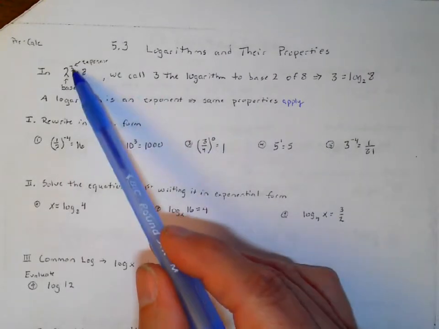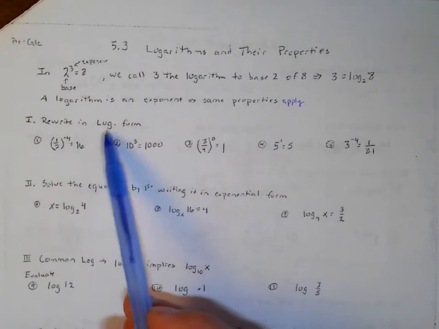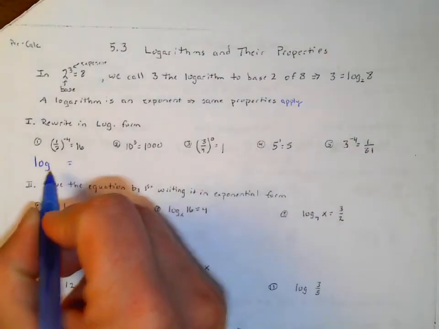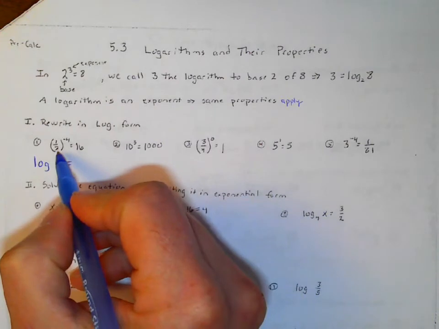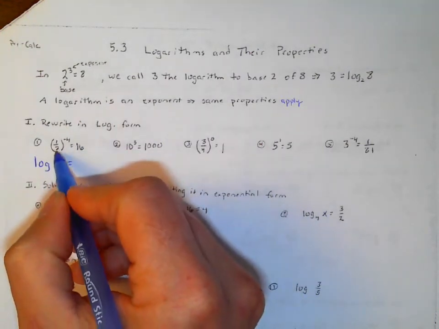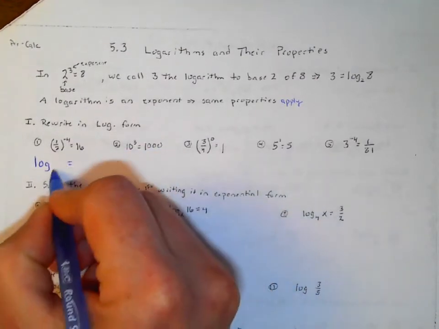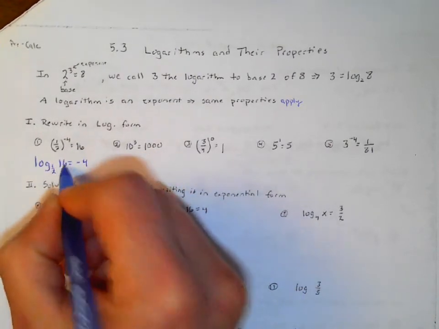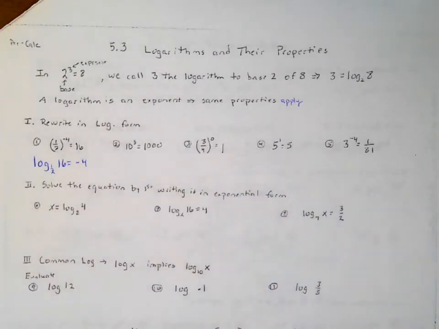A logarithm is an exponent, so properties of exponents apply. Okay, so first of all, let's go back and forth with it. Let's rewrite this in log form. So we have to think about what's the base, what's the number here, what's it equal to. When I personally do it myself, I think base raised to the outside equals the inside part. So this is my base, this is my outside part, equals the inside part. So I would say log base 1/2 of 16 is equal to -4.